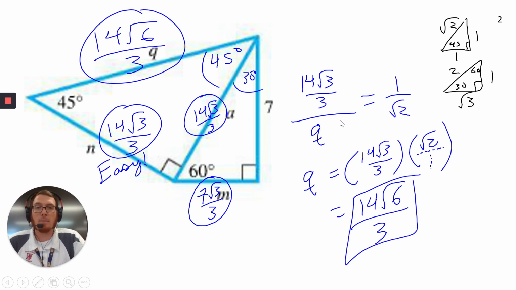When I cross multiply it, I'm going to have 14 root 3 over 3 times root 2. You'll notice I put a dotted line over 1 because you want to make sure that the numerators go together and the denominators stay together. So when I do that, I'm going to get 14 root 6 over 3. And that makes sense because it should be a times root 2 idea.